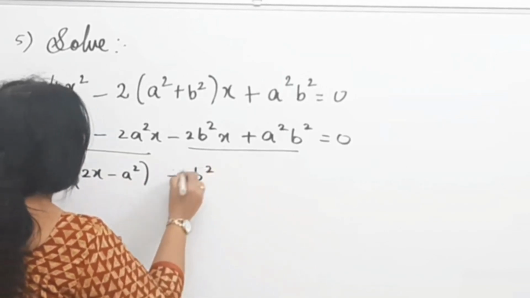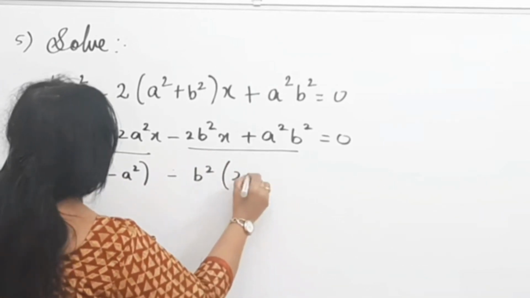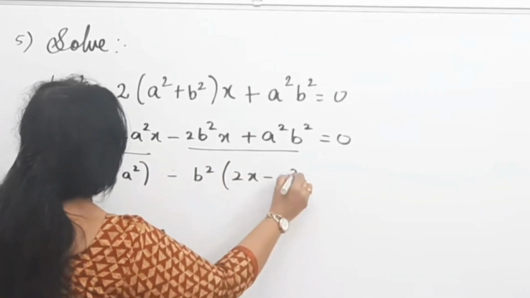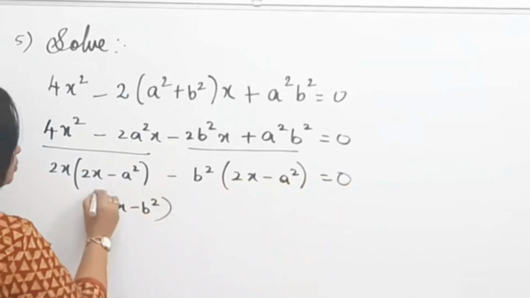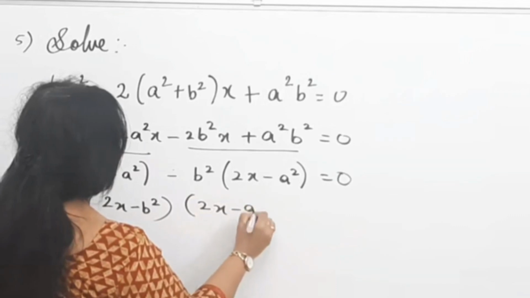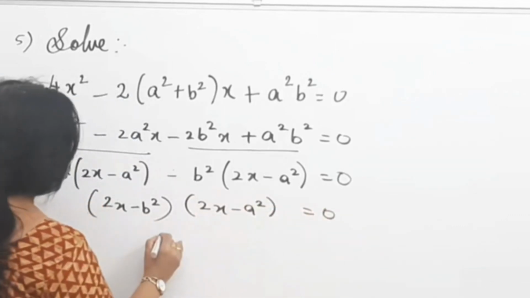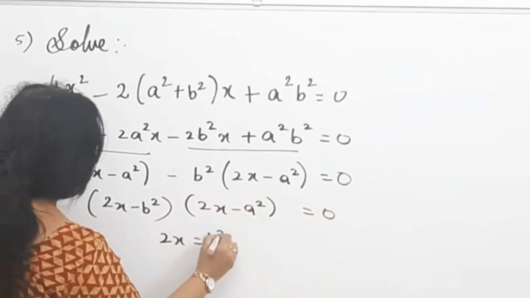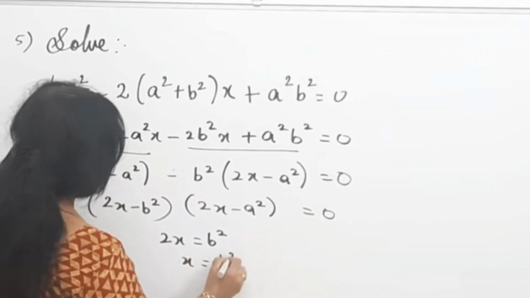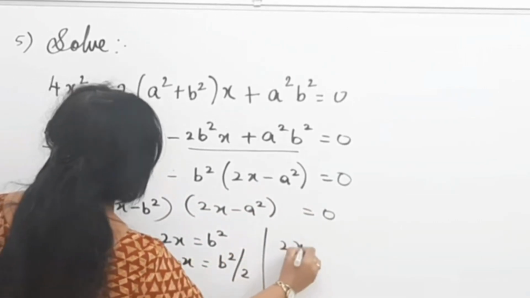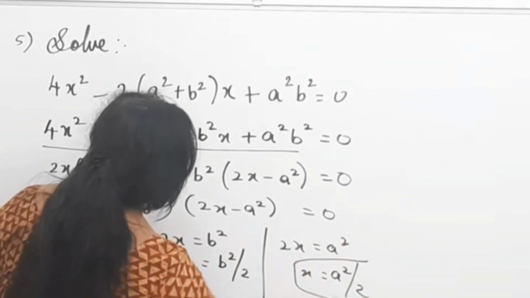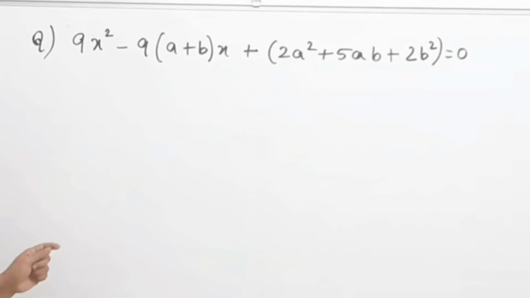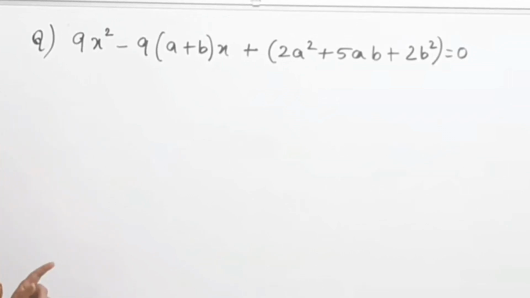So I would take minus b square outside. So I'm left with 2x minus a square, that's equal to 0. So my factors are 2x minus b square into 2x minus a square equal to 0. So my x value is b square, x is equal to b square divided by 2. And the same way 2x is equal to a square, x is equal to a square divided by 2. As simple as that.